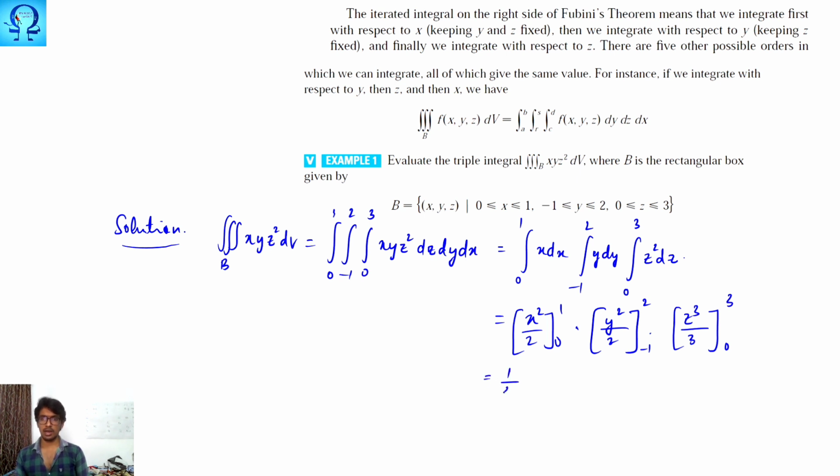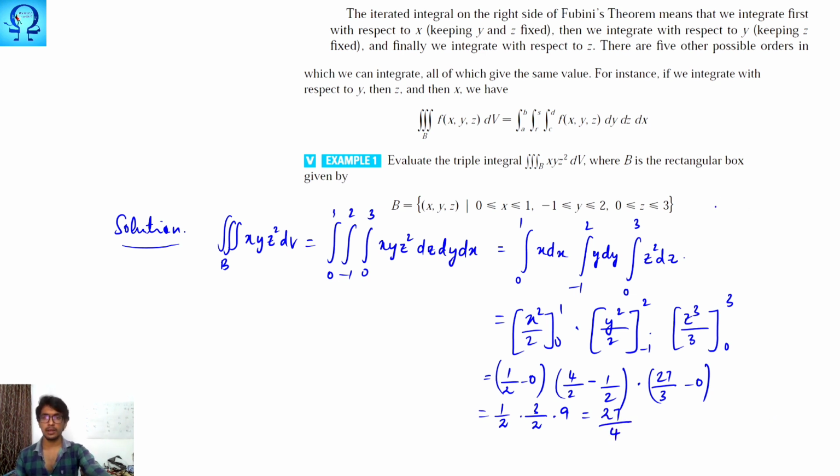So it is half minus 0, multiplied with 4 upon 2, minus 1 whole squared is simply 1. So 1 upon 2 multiplied with 27 upon 3 minus 0. So it is half multiplied with 3 upon 2 multiplied with 9. So it is 27 upon 4. So we are done.